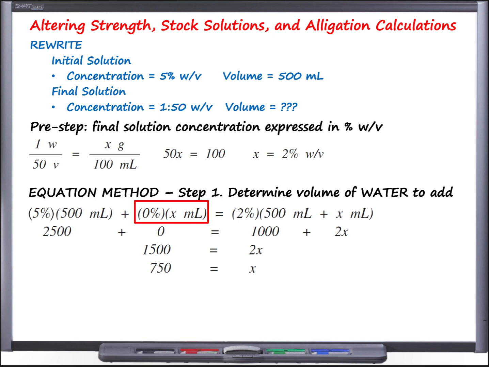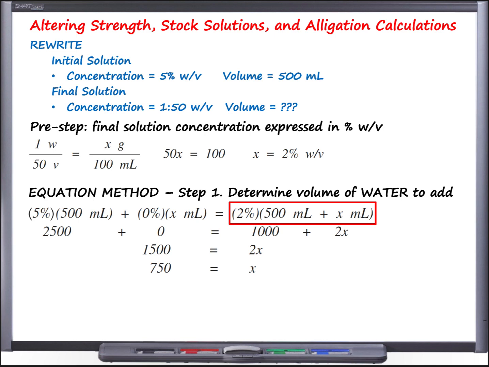Now, those are the only two things we're adding together. When we combine them, what are we going to end up with? Well, we know what the final concentration is desired to be. We want the combination of the amount of water plus our stock solution to equal a 2% concentration. That's what we just solved for in our pre-step. So we have it equal to our concentration of 2% in parentheses times some volume, some quantity.